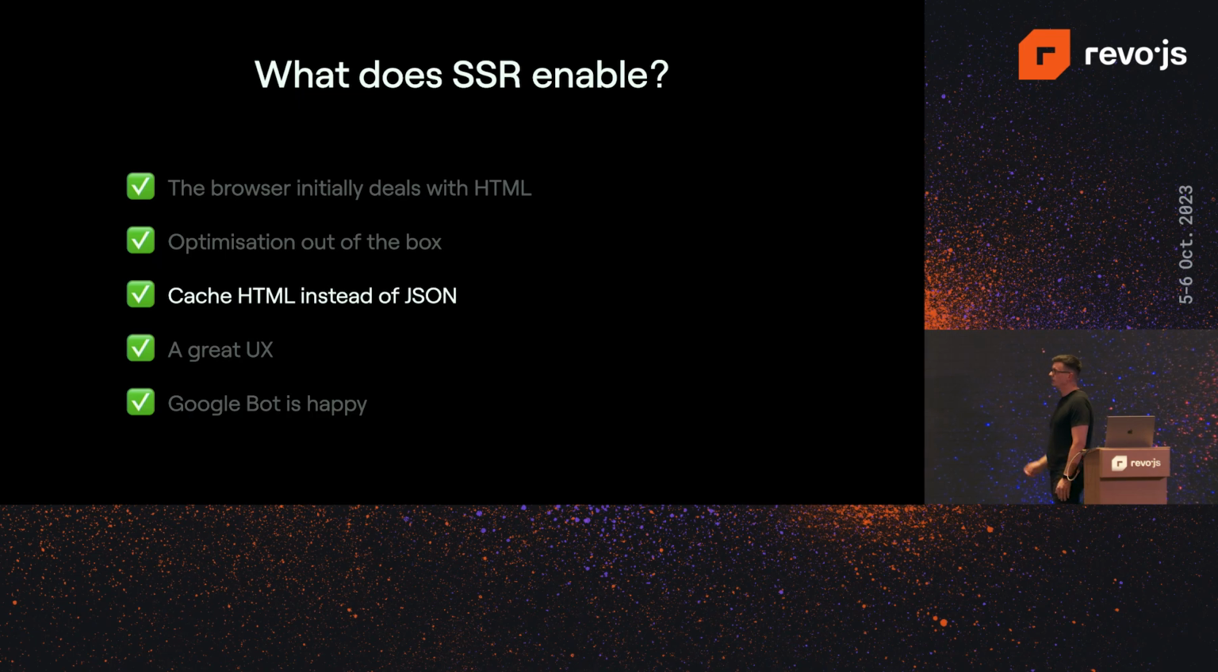So let's focus on this bit here. Cache HTML instead of JSON. So this means that when you go to a website and you make a request to a page, you usually need to aggregate data from all these microservices or from all these different data sources. So the result of that is just an HTML file that is the actual page that the user sees.